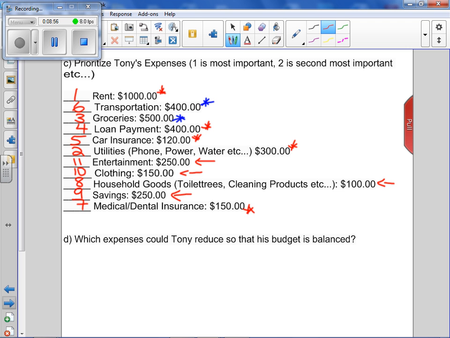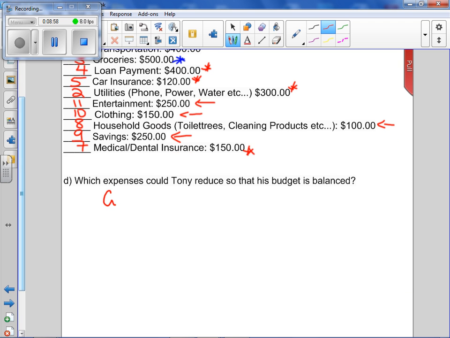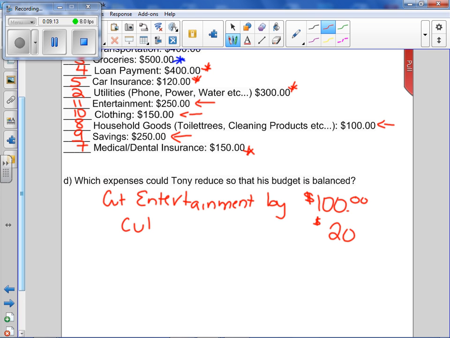So which expenses am I going to reduce? I'm going to cut entertainment by $100. That leaves me with $20. So I'm going to cut clothing by $20. And so that is balancing a budget.